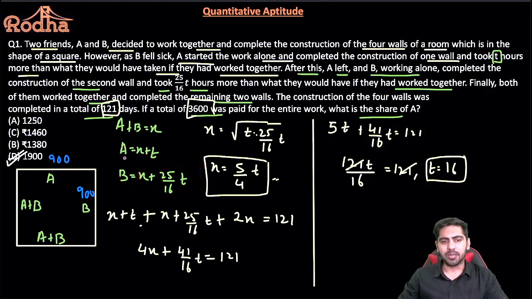And if A is more efficient than B, then from the remaining 1800, can I say A should be getting at least more than 50%, right? So if A should be getting more than 50% of the remaining 1800 for the last two walls, with 900 for the first wall, and greater than 900 for the last two walls, the money he should receive should definitely be more than 1800. And there's only one option that is more than 1800, which is 1900. So that should be the required answer.